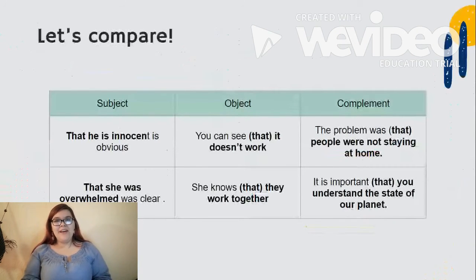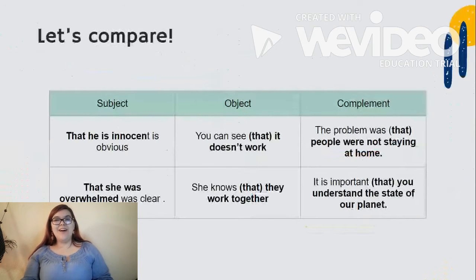It's pretty clear. Then we have "that she was overwhelmed was clear." We have involved the noun clause working as a subject. Then we have an auxiliary verb, and then a verb, and we have clear as an adjective. We can see that noun clauses are almost a complete idea. They express almost a complete idea, yet they need something else for them to be clear for everyone.